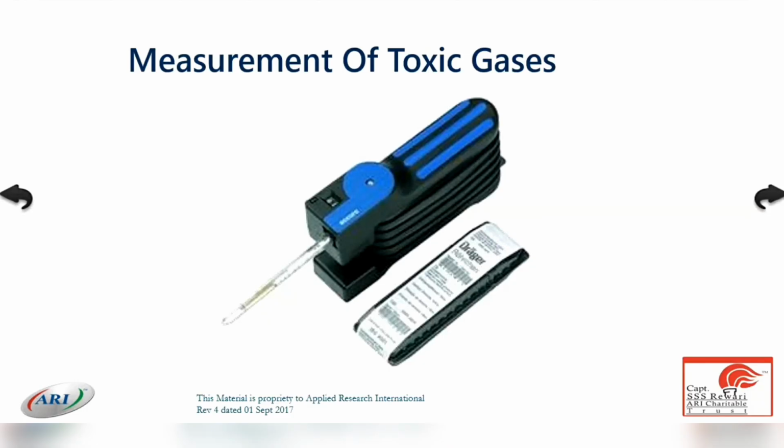Whatever toxic gases are there on board in the cargo, we must have provision to measure those gases. So we must have chemical indicator tubes for each of those toxic gases which are listed in the MSDS, the material safety data sheets of that particular cargo, so that we can measure the presence of those gases in the cargo tank when we are doing the gas freeing.